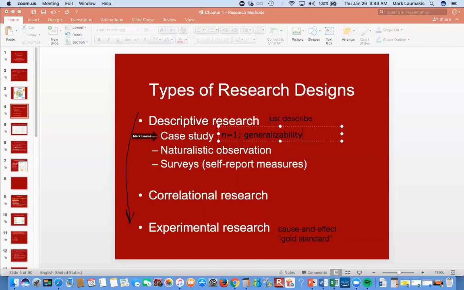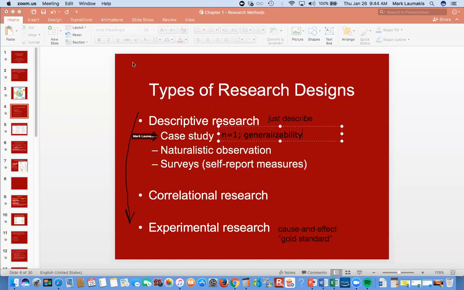Maybe, maybe not, okay? So the advantage of these case studies is you can be really thorough, really descriptive, and give lots of information about the individual. The drawback is I don't know if what I find with this person has anything to do with, well, like everybody else in the world, right? So that's a major concern.